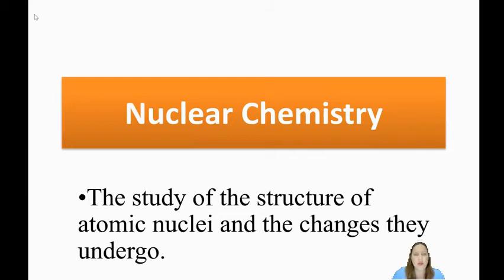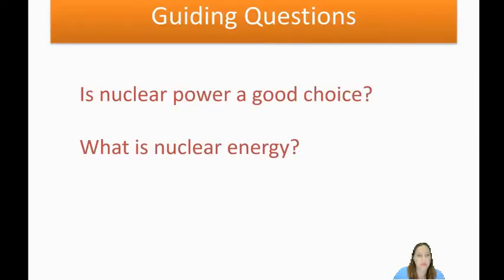Hi everyone, today we are going to go over nuclear chemistry, and hopefully by the end of this video you will be able to understand what nuclear chemistry is and what some of the benefits and maybe even downfalls of the nuclear processes. So nuclear chemistry is the study of the structure of the atomic nuclei. So when we're looking at the nucleus, we're looking at protons and neutrons, okay? We're not really paying attention to the electrons in this case and the changes that they undergo. So the main ideas that I would like for you to start thinking about in this process is: is nuclear power a good choice, and what is nuclear energy?